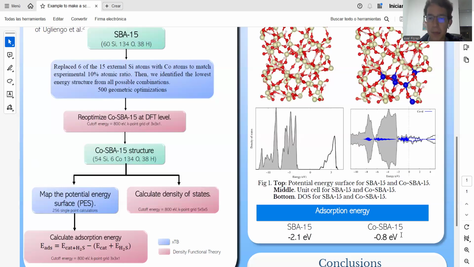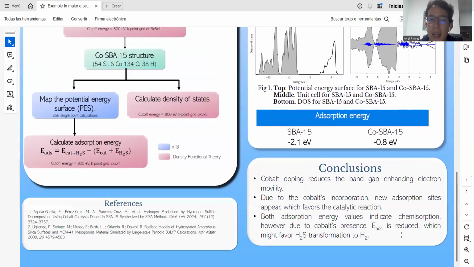Actually, these are both chemisorption values. However, for the cobalt it is smaller, and that means that the adsorption is still strong, but not as strong. So it may allow the hydrogen sulfide to desorb, and that may help the catalytic activity. And this is what the conclusion says: cobalt doping reduces the band gap and new adsorption sites appear, and the reduction of the adsorption energy might help the transformation to hydrogen.